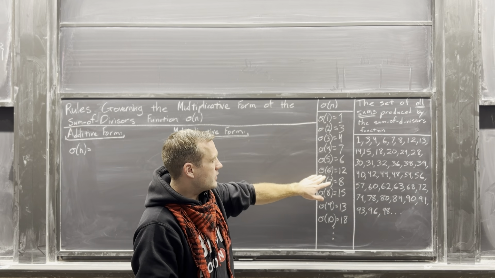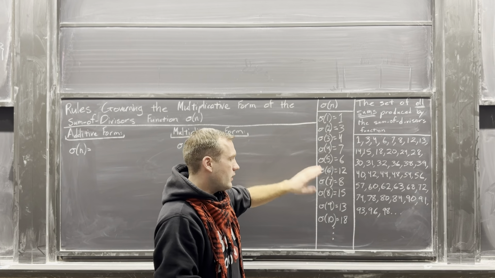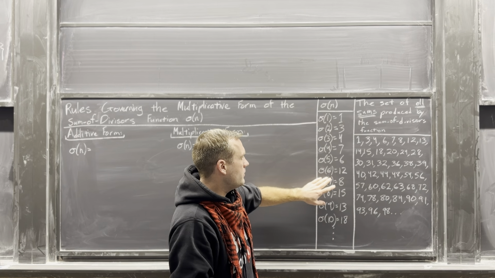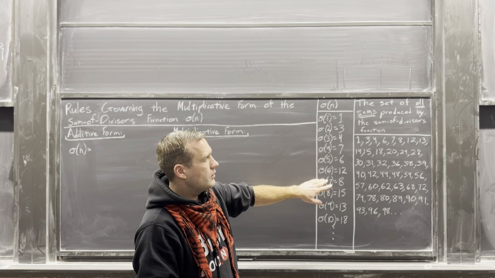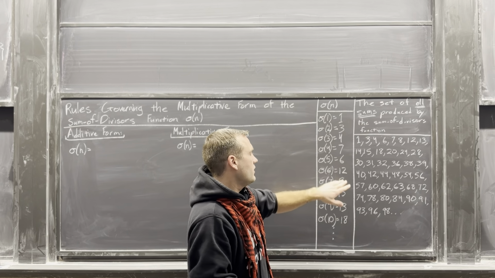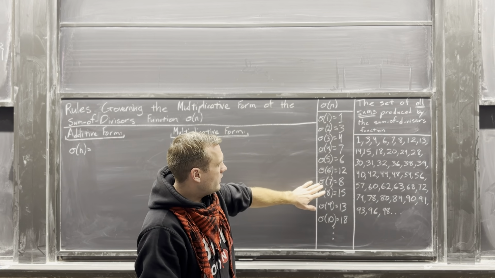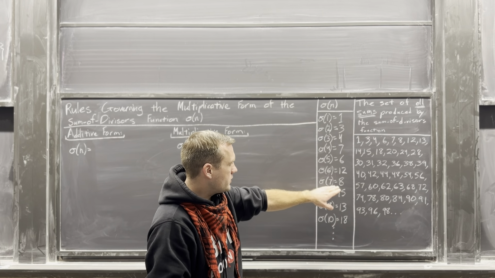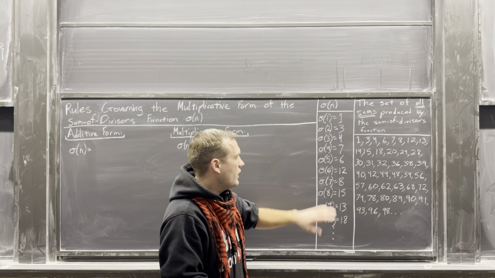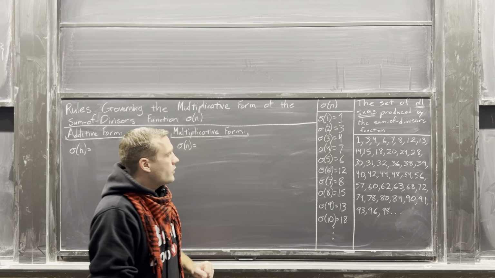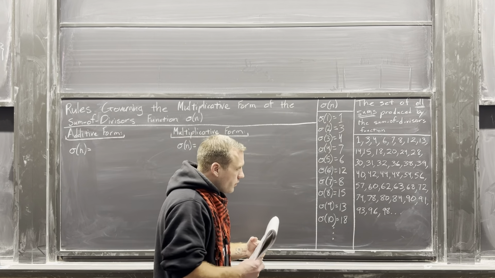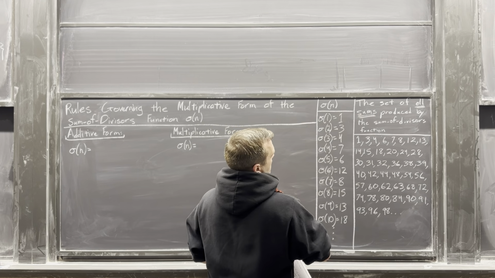The divisors of 6, our first perfect number, which we've talked about a lot ad nauseam, are 1 plus 2 plus 3 plus 6, which is 12. And then we have 7, which is a prime, so 1 plus 7 is 8, and so on and so forth. I want you to notice and observe a few things.